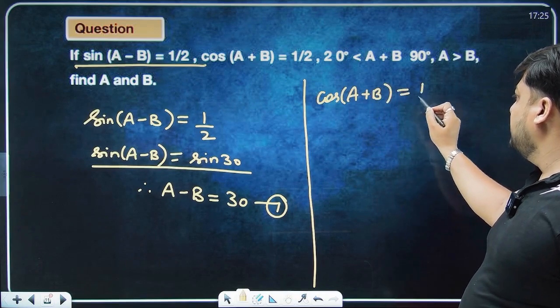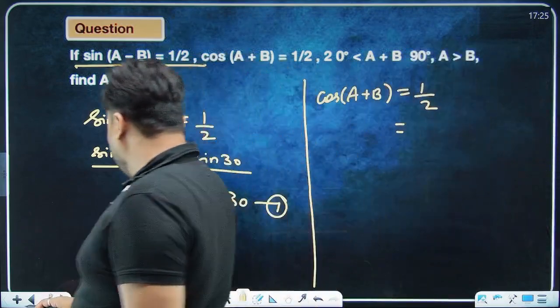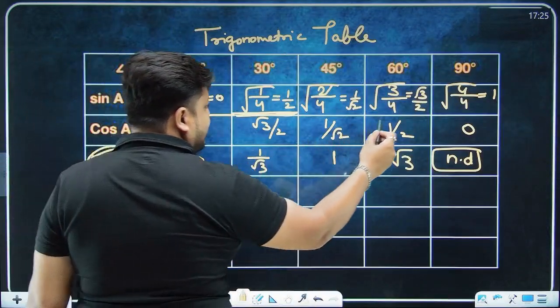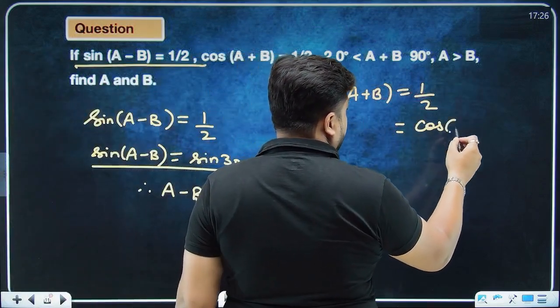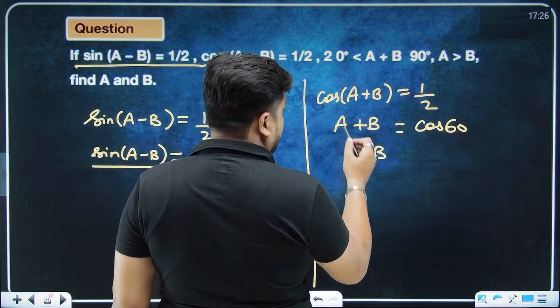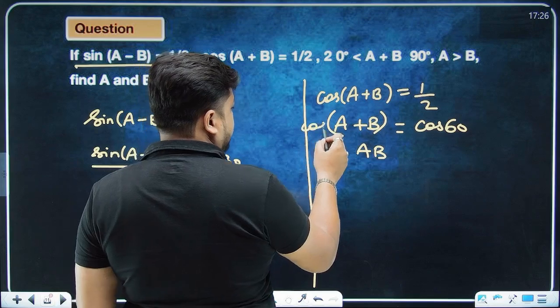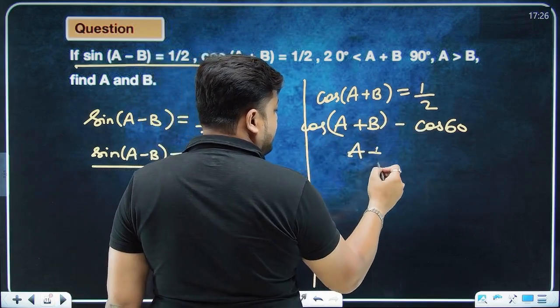Cos of a plus b is 1 by 2. So in cos, where is 1 by 2? See in the table now. Cos at 60 degree. So here you can write cos 60, that is a plus b. So a plus b is 60 degree.